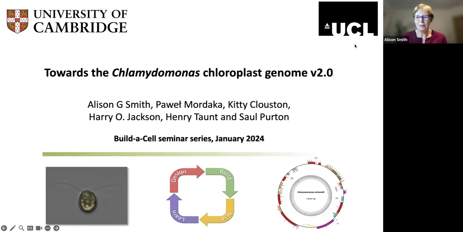So Happy New Year, everybody. My name's Alison Smith, and I'm from the Department of Plant Sciences at the University of Cambridge in the UK. And I want to tell you about the project that I've been working on for about 4.5 years with my colleague Saul Purton, who is in the Department of Structural Molecular Biology at UCL, University College London, also in the UK. And the project is towards the Chlamydomonas chloroplast genome version 2.0.